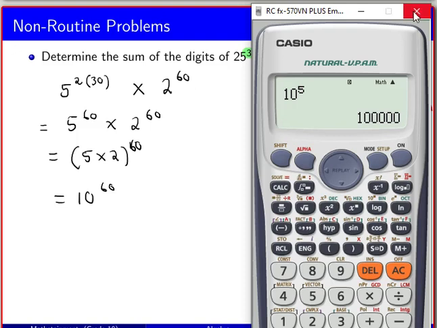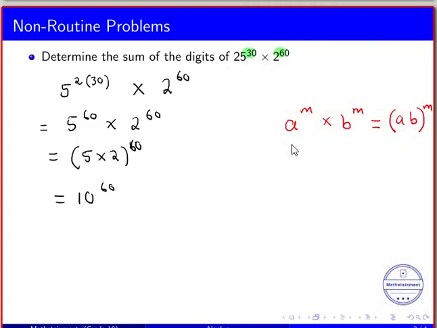So now, we don't even want to create much padding for our calculator. From here, we can deduce that when we have 10 to exponent 60, we have 1, and then on the right-hand side of 1, we are going to have 1, 2, 3... The bottom line here is that we have 60 zeros on the right-hand side of 1.